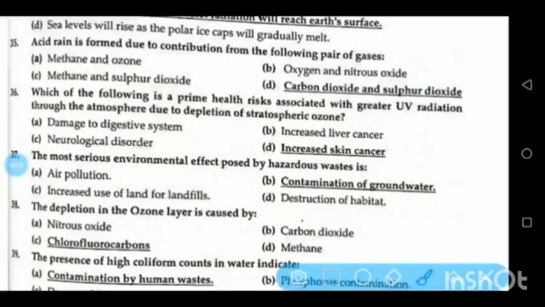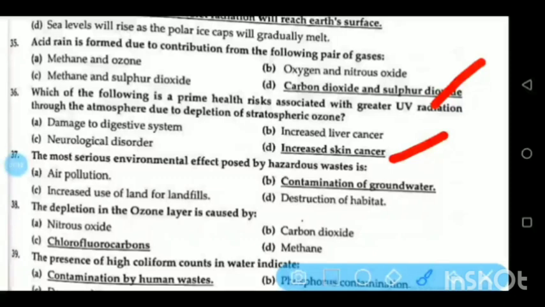Acid rain is formed due to contribution from the following pair of gases: carbon dioxide and sulfur dioxide. Which of the following is a prime health risk associated with greater UV radiation through the atmosphere due to depletion of stratospheric ozone? Increased skin cancer.